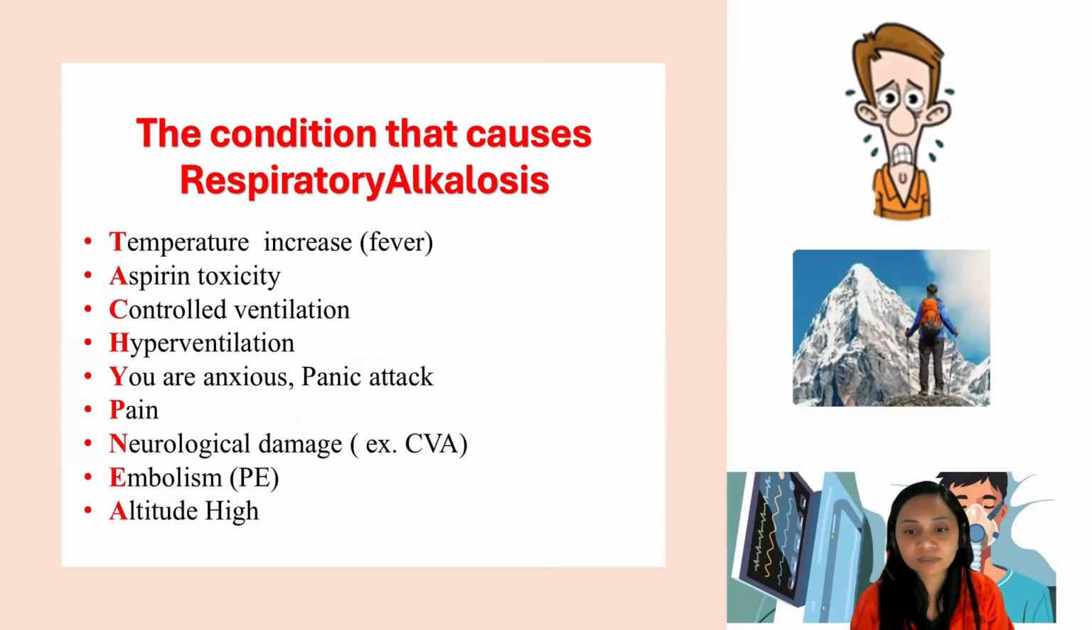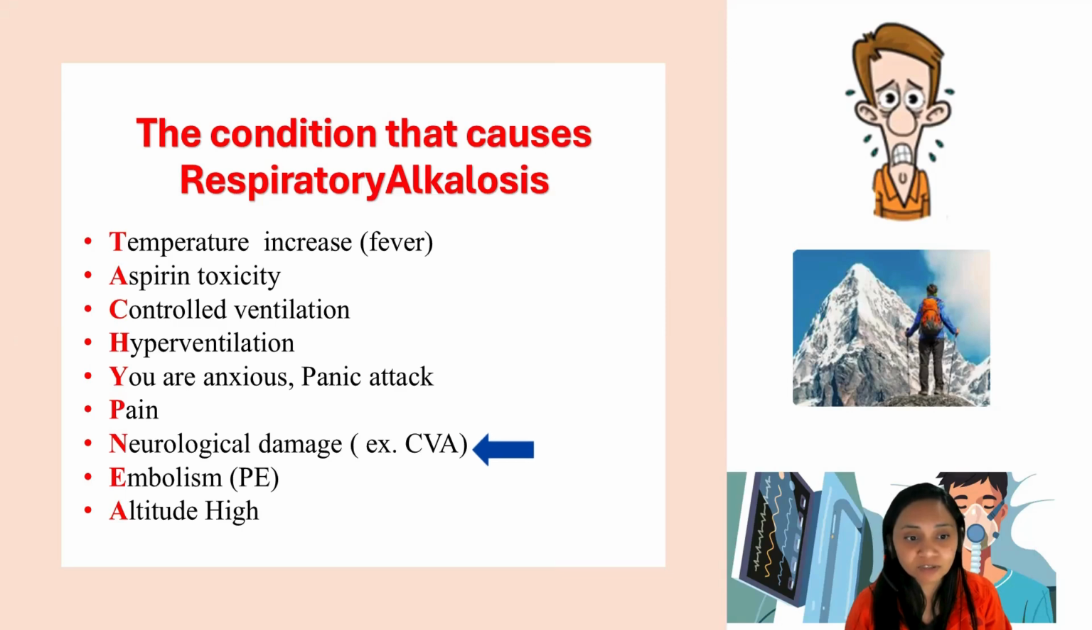So, what are the conditions that cause respiratory alkalosis? Keep one thing in mind: any situation that increases the respiratory rate, when patients are hyperventilating, will lead to respiratory alkalosis. Situations like increased temperature, when a patient has a fever, they breathe too fast; aspirin toxicity; controlled ventilation, when patients are on a mechanical ventilator, there is a high risk that the patient might hyperventilate. When patients are having a panic attack, when they are anxious, when patients are in pain, during pain all the vital signs go up: the blood pressure, heart rate, and the respiratory rate.